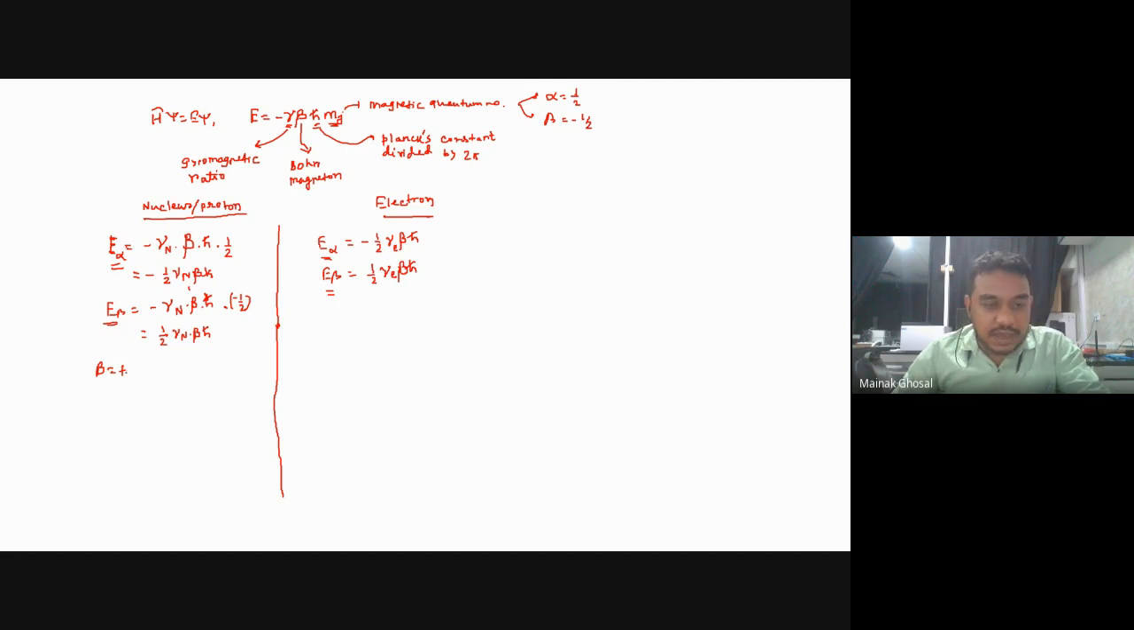I can provide you this information: this beta is negative for the electron and positive for the proton or nucleus. Now, can you tell me which level will be lower in energy between alpha and beta in the case of this one, and in the case of this one, which should be the lowest in energy, alpha or beta?